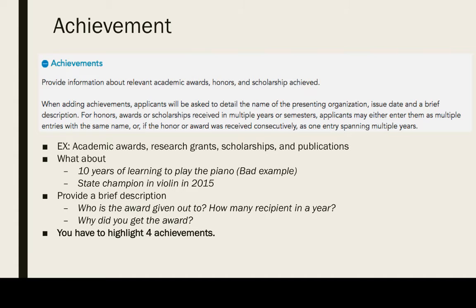So make sure you're talking about who the award is given out to, and why the award is given out. For example, let's say one of the foundations you're competing in is giving out an award in violin or in a music instrument. You can talk about that. And you should also talk about how many recipients get the award in a year. And you should also mention why you received the award, because that's more important. What was your accomplishment that made you get the award?